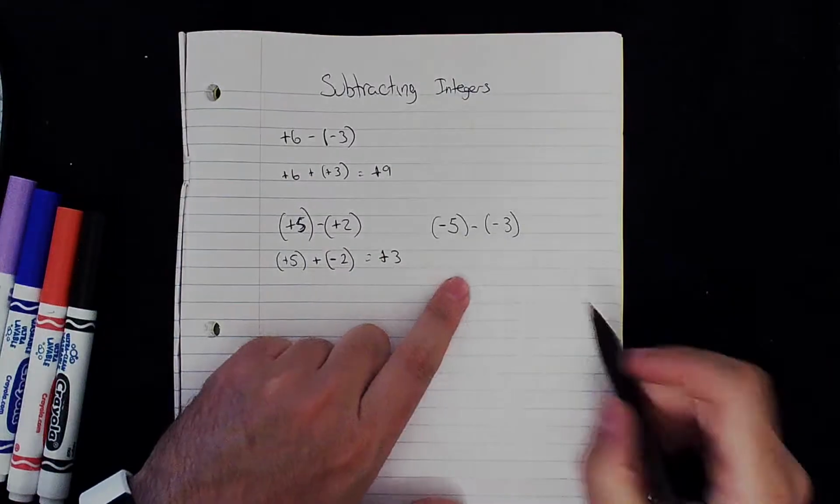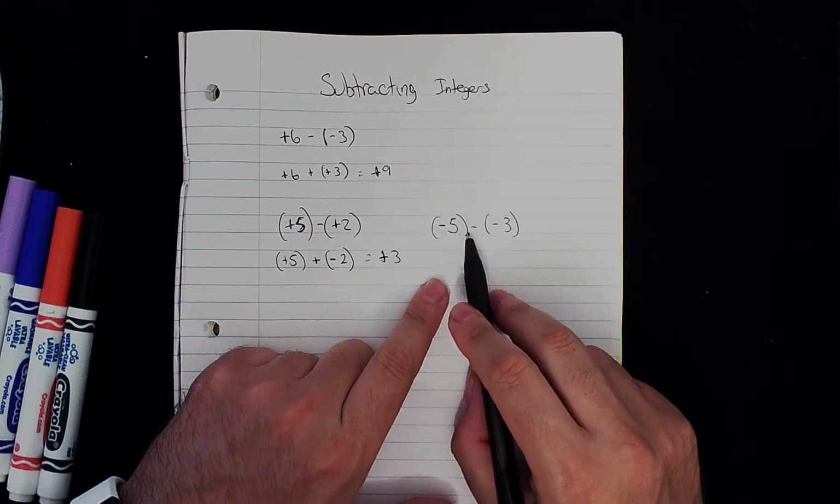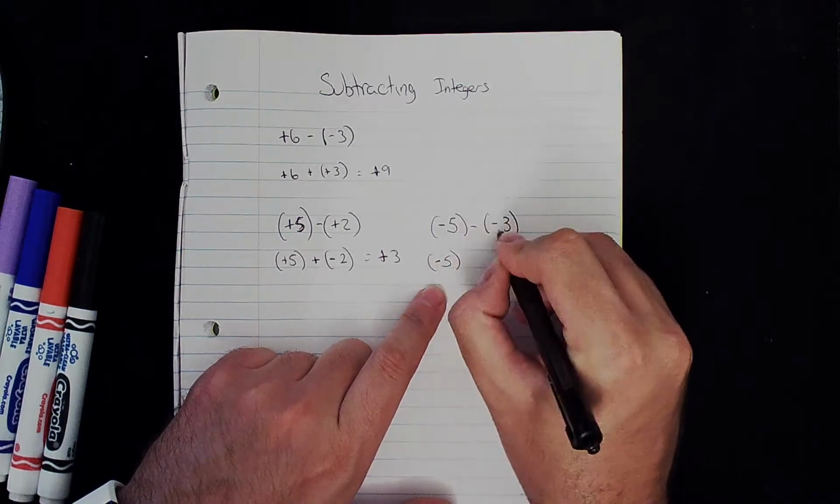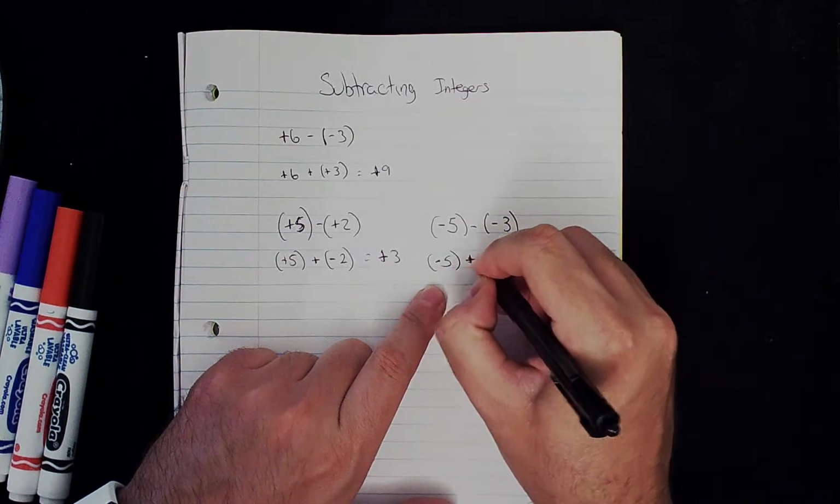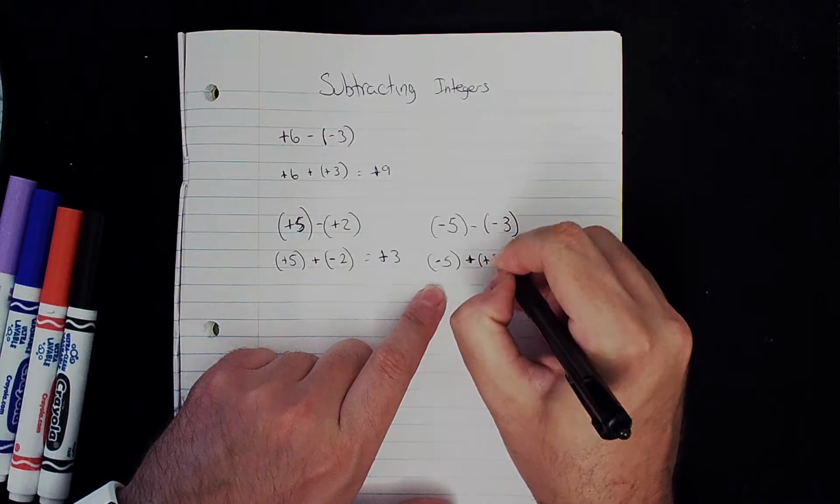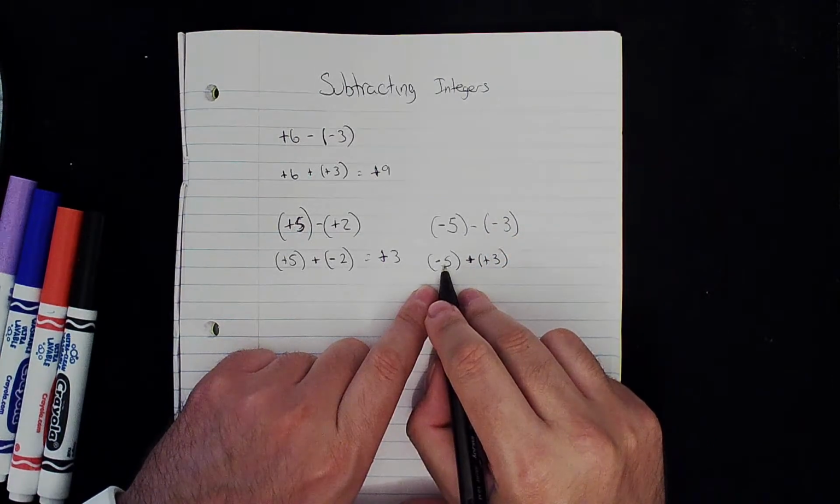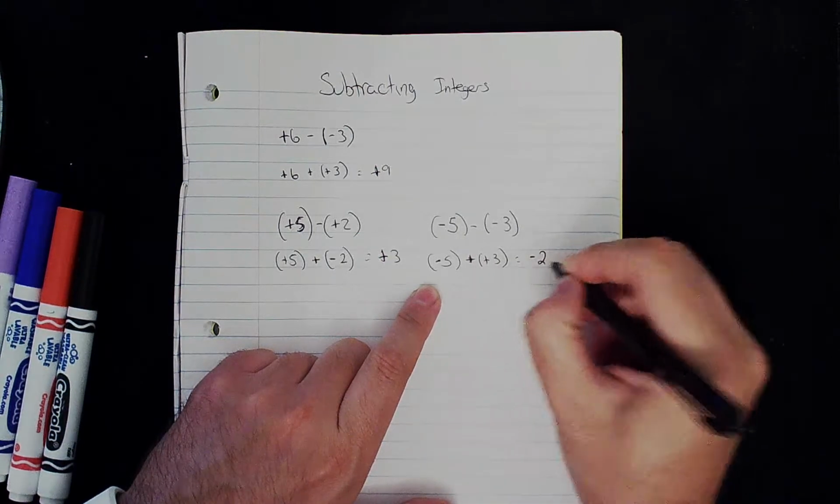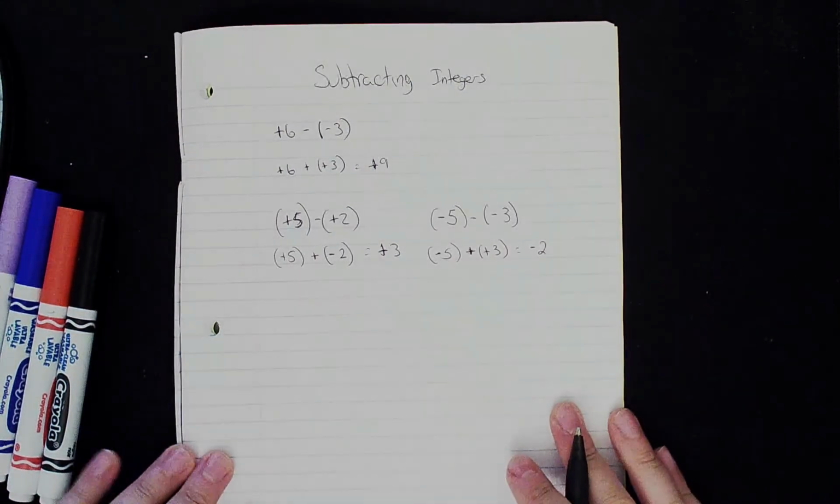Let's look at this example here. You have negative 5, subtract negative 3. Change these two, plus and positive. So you're at negative $5. Someone gives you $3. You're still at minus $2. The bank's still not happy with you.